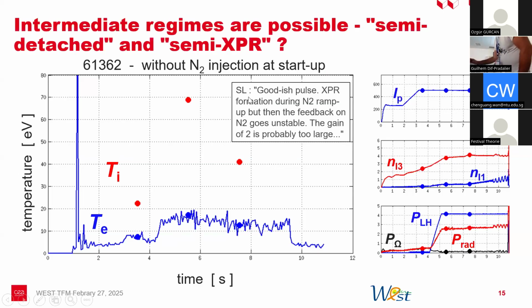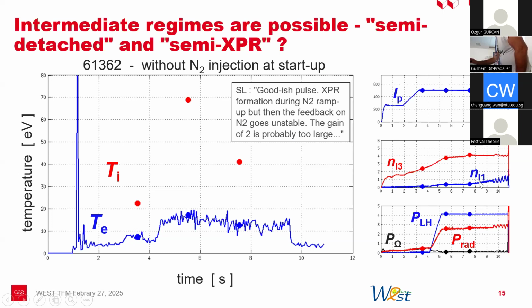And the session leader says this is a goodish pulse, XPR formation during nitrogen ramp up, but then the feedback on nitrogen goes unstable. The gain of 2 is probably too large. Okay. You can see where things start to go crazy towards the end of the shot. There's big oscillations in the density and then a disruption. This is maybe some huge nasty MHD mode that starts up. I don't know.